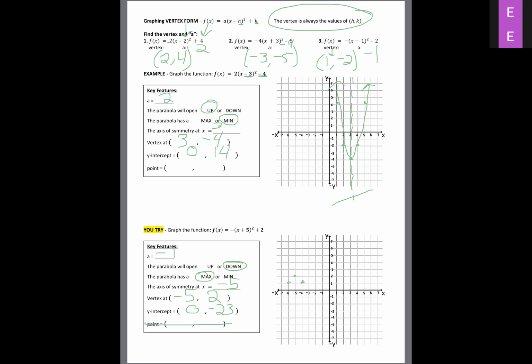Perfect. Okay. Now we're going to move away from vertex form and try intercept form. So let me just erase all these.